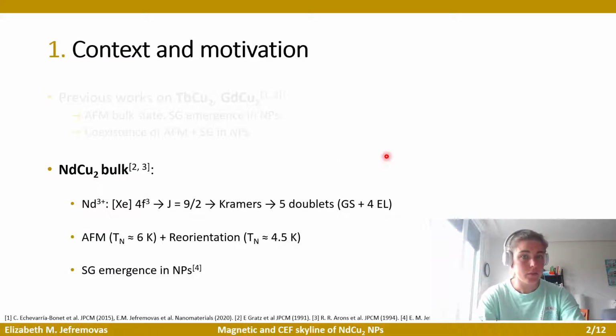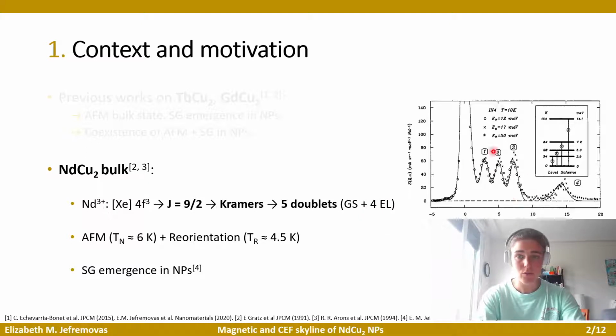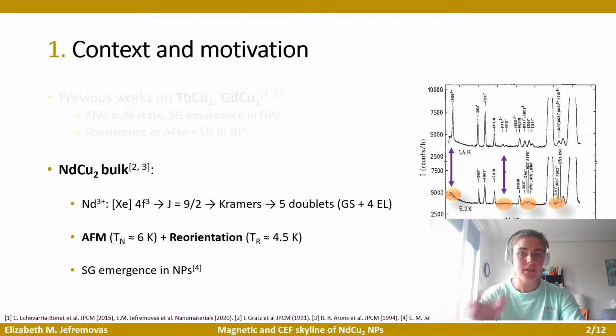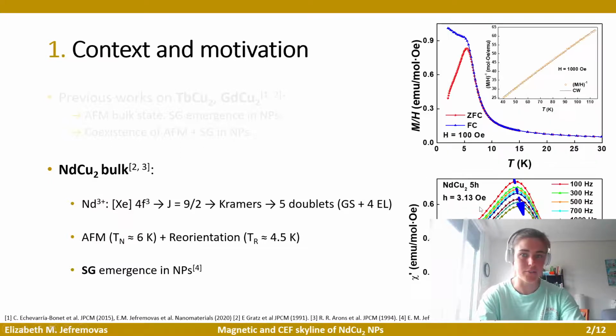Regarding neodymium-copper-2, we know that in bulk, it has Kramers ions, meaning that the crystalline electric field splits the multiplets, giving rise to 5 doublets: the ground state level plus 5 excited levels. This is a previous work reported by Gratz and collaborators in 1991. Antiferromagnets, on the other hand, the core, as I said: in bulk, neodymium-copper-2 is an antiferromagnet with a Néel transition located at 6 K, plus the existence of a reorientation temperature to an incommensurate phase at 4.5 Kelvin. In nanoparticles, what we are reporting is the existence of a surface spin glass-like phase.